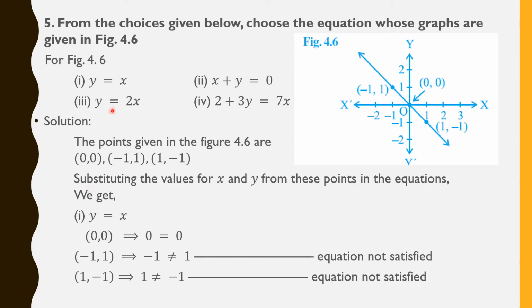So, substituting the values of x, y from these points in the equations, the first equation is y equals x. Now substituting (0, 0) in y equals x, I will get 0 equals 0. Now substituting (minus 1, 1) in y equals x, I will get minus 1 not equal to 1. So the equation is not satisfied. Now substituting (1, minus 1) in y equals x, I will get the equation not satisfied.